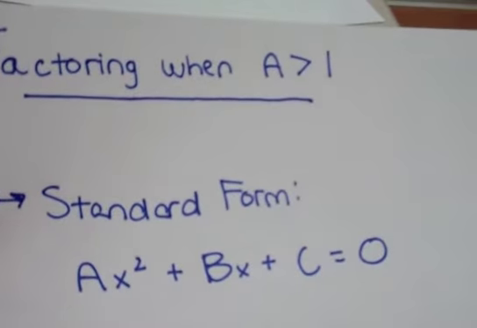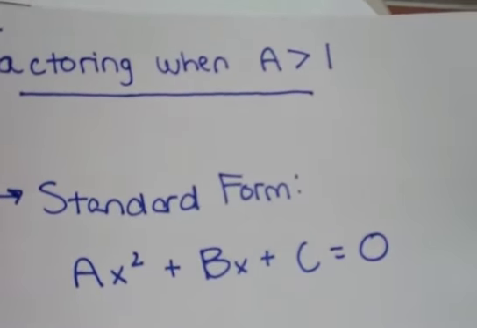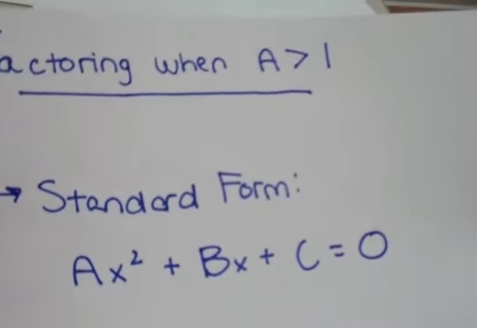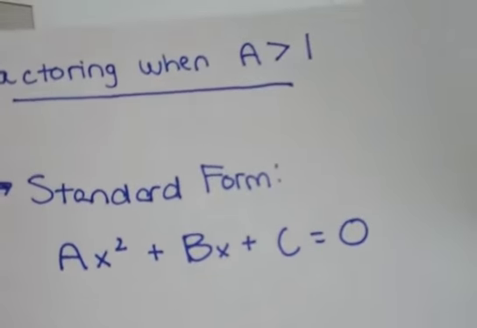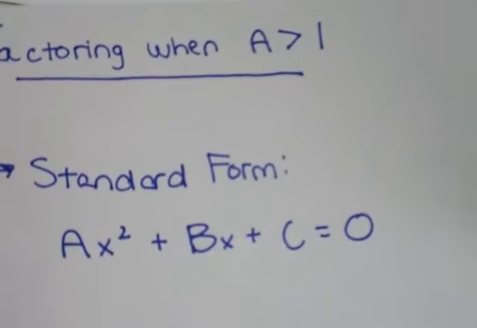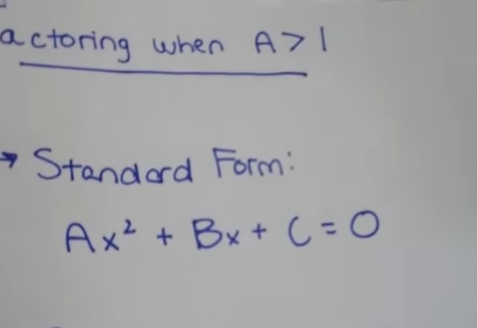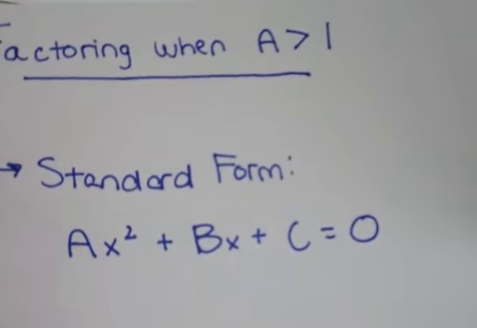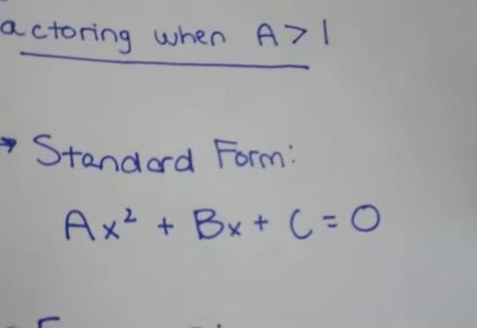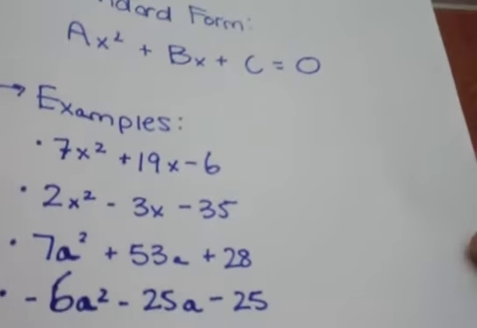Today we're going to be practicing factoring when the a value of our quadratic equation is greater than 1. So just to review, the standard form of our quadratic equation is ax squared plus bx plus c equals 0. We're going to spend our time looking at problems where the quadratic equation has an a that's bigger than 0. So some examples could be anything that falls along these lines.